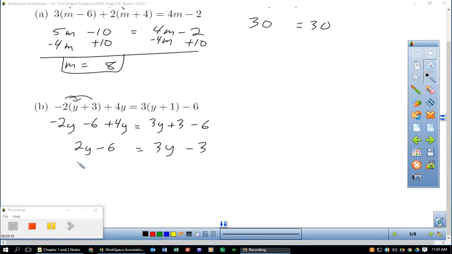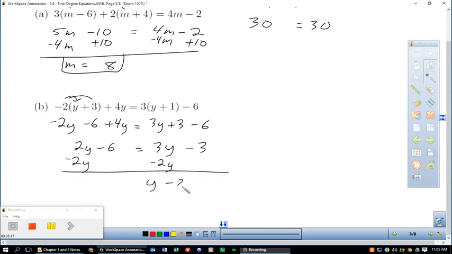All right, so subtracting 2y from both sides, we get y minus 3 on the right equals negative 6. Adding 3 to both sides gets us y equals negative 3.